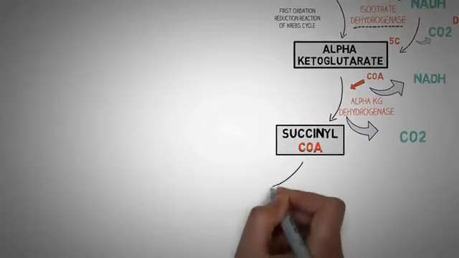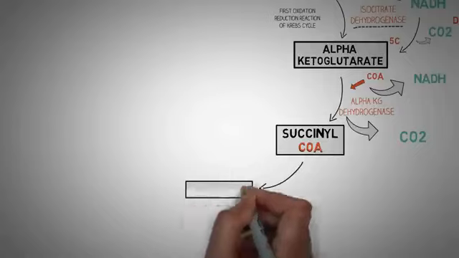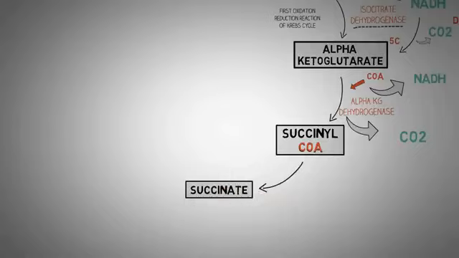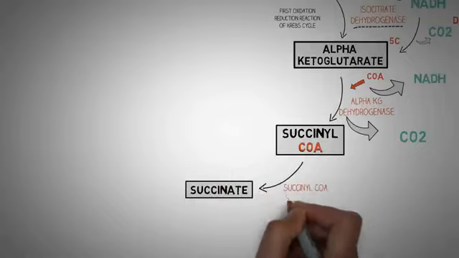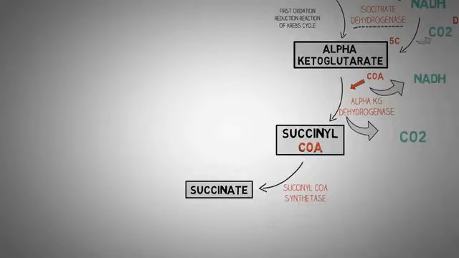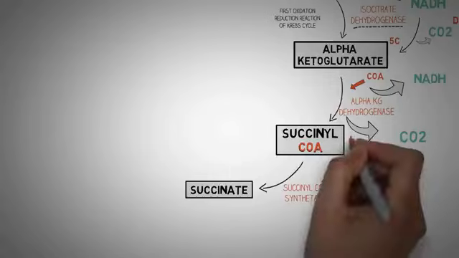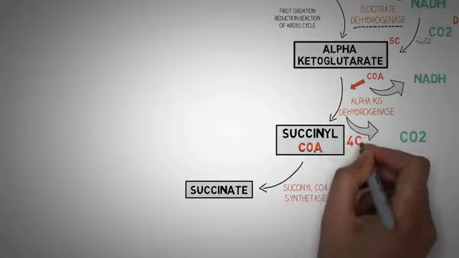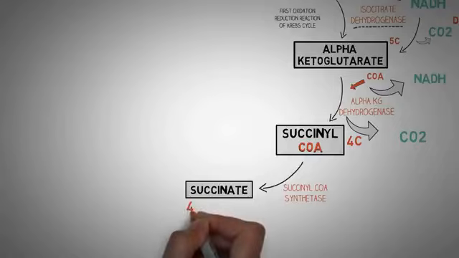In the next step of the Krebs cycle, the succinyl-CoA is converted to succinate. This reaction is catalyzed by the enzyme known as succinyl-CoA synthetase. Now try to understand what happens here in this reaction, as this is a very important concept and often missed by many students. The number of carbons remain the same in this reaction. Both succinyl-CoA and succinate have 4 carbons each.